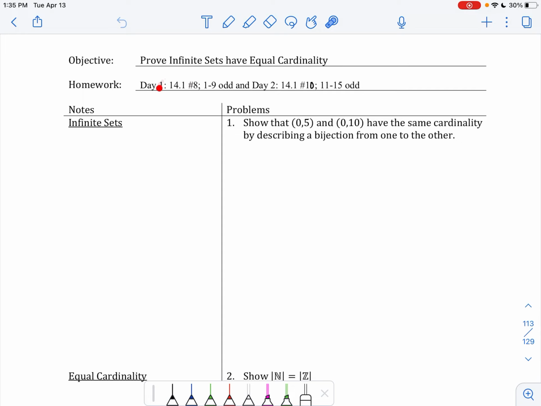But for now, we're going to get started in chapter 14.1, two problem sets. Get yourself ready for notes, and we're going to begin.